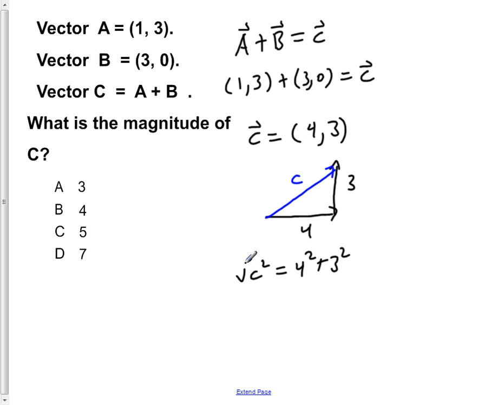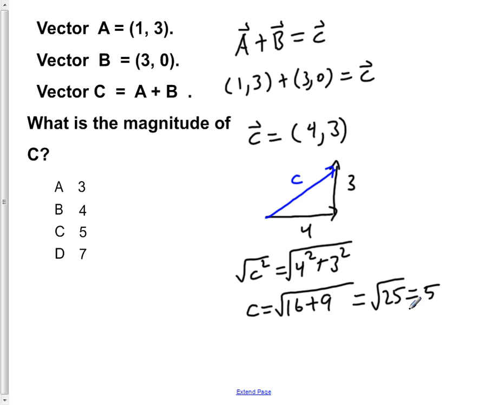Now to solve for just C, we have to take the square root of both sides, which will leave us with C is equal to the square root of 4 squared, which is 16, plus 3 squared, which is 9. Now if we add those two together, we get the square root of 25, and the square root of 25 is equal to 5. Therefore, the magnitude of C is equal to 5. So our answer is C, 5 is the magnitude of our vector C.